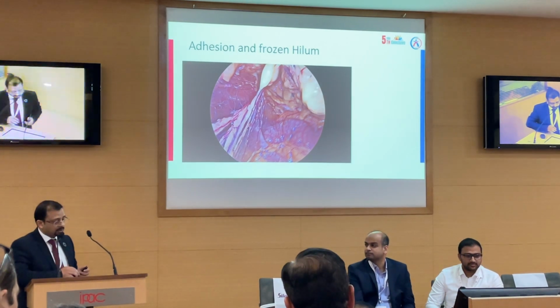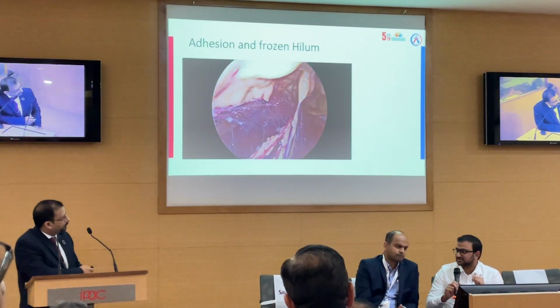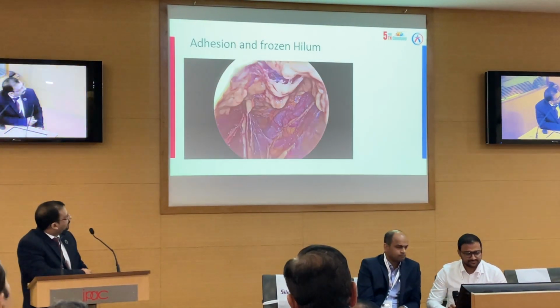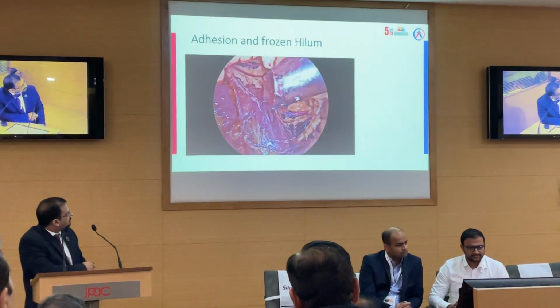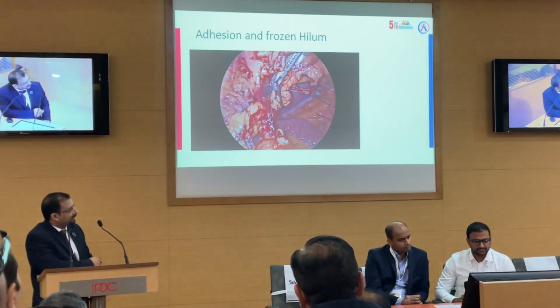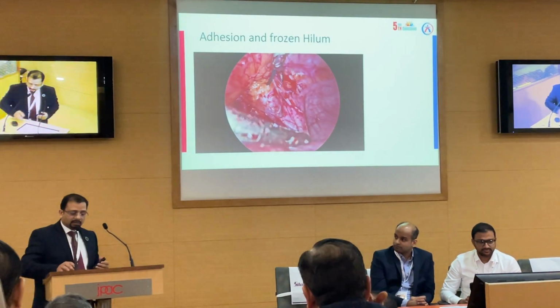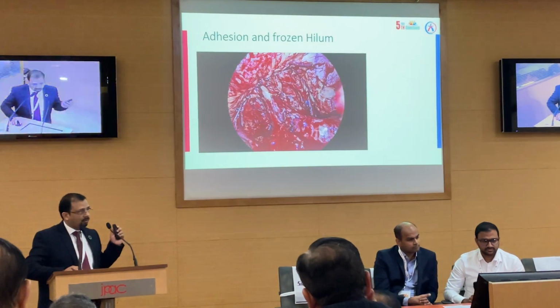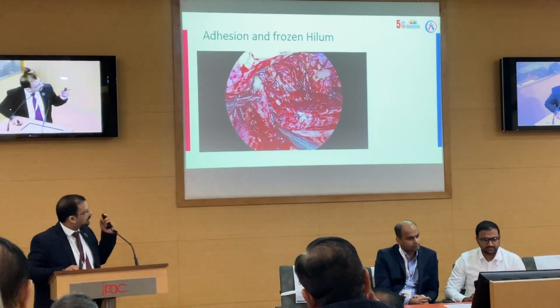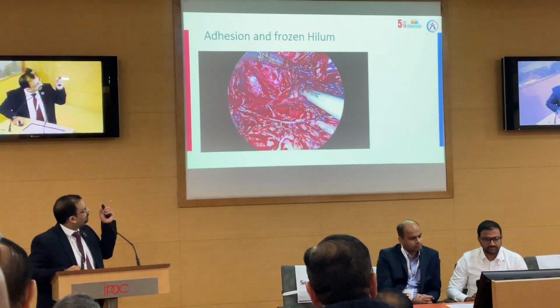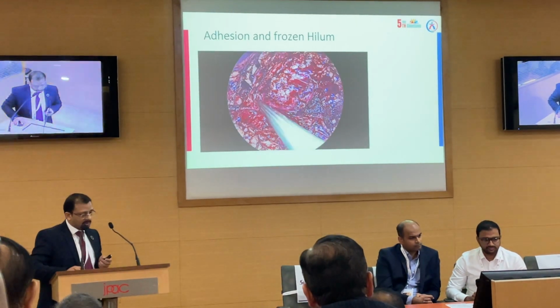So this is a previously operated patient. It's really difficult to assess, and then to get access is difficult. Then to dissect it is again a problem. But with experience and with all your precautions, you can reach the hilum and you can dissect out where the renal artery and the vein are.